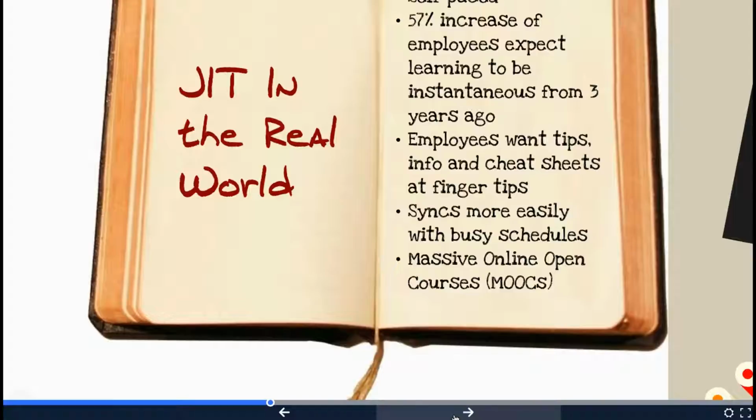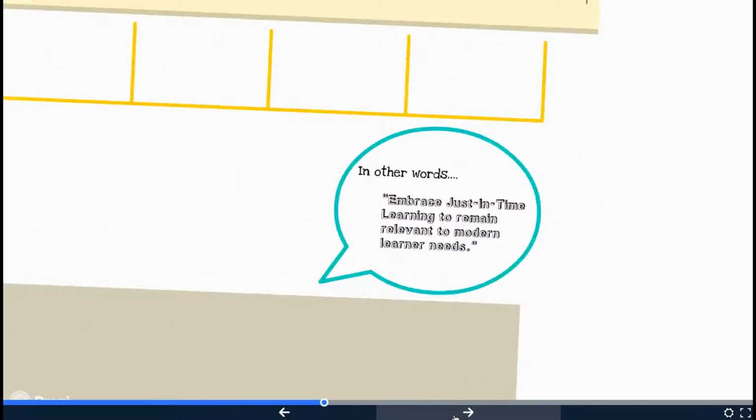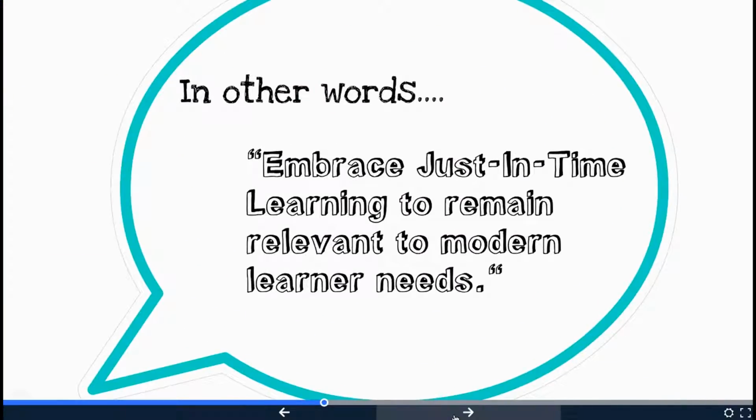An example of this at anyone's fingertips, not just somebody in the education world, is massive open online courses known as MOOCs, where you can learn about a variety of subjects. They're self-paced on anything you want to know. In other words, embrace just-in-time learning to remain relevant to modern learner needs.